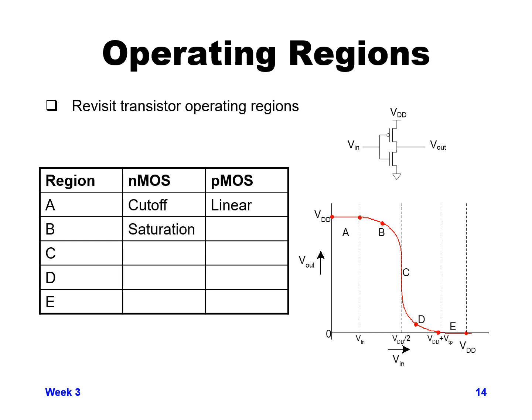So in region B, the NMOS transistor is in saturation because the NMOS is turned on.